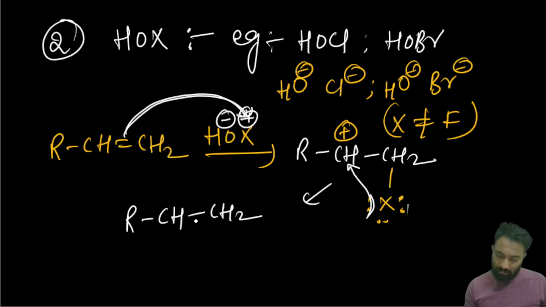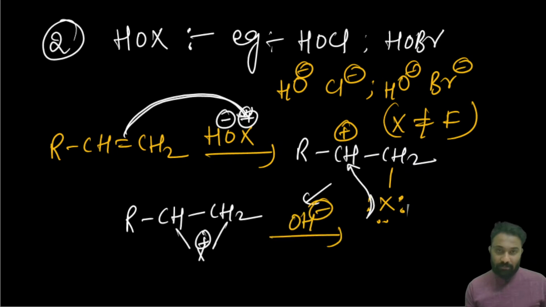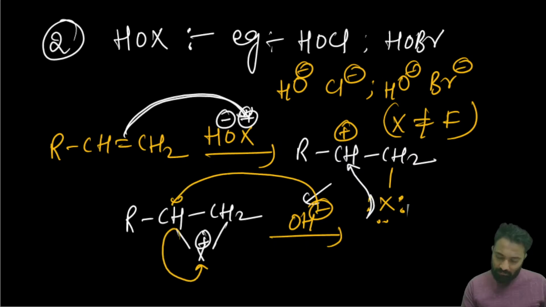Now clear? Then here what will it form? It will form, in this manner, a 3-membered cyclic transition state. After that we have the OH minus. This OH minus will go and attack here, and this bond pair of electrons will again be shifted towards the halogen. Clear?